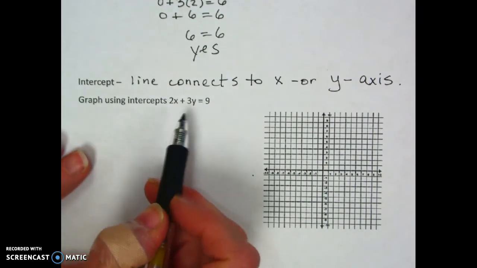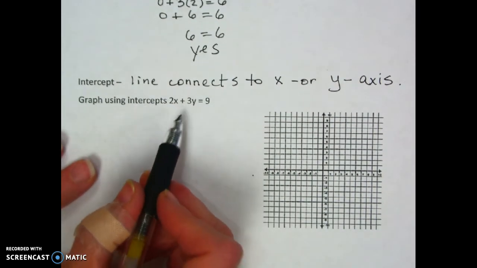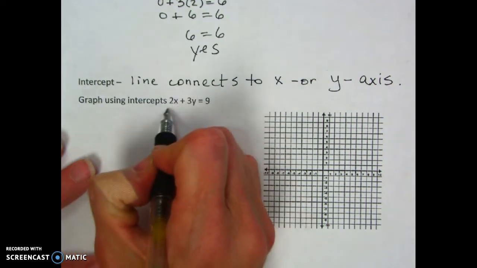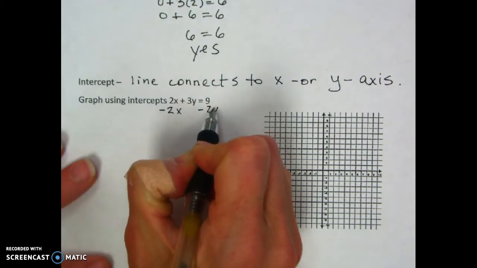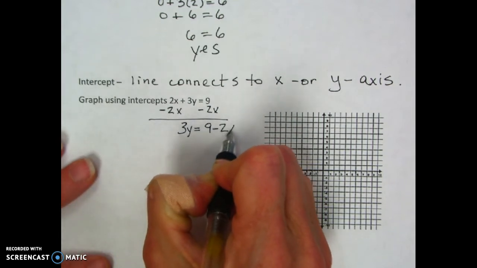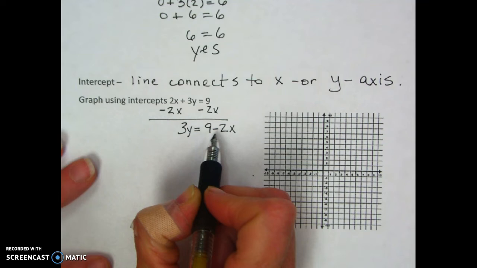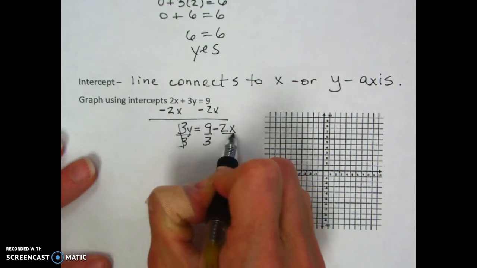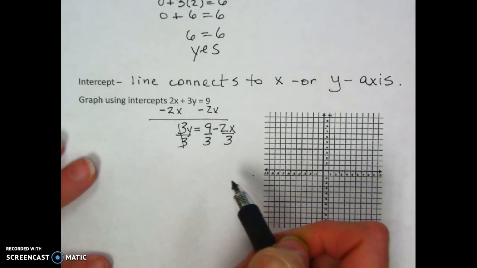If we are going to graph this, the one thing that we have to do is we have to solve this for y if we are doing this by slope and y-intercept. So to solve this for y, we'll subtract 2x on both sides. That leaves me with 3y equals 9 minus 2x. We can't combine them. They're not like terms. Next, we're going to divide by 3 to get rid of the constant in front of the y.